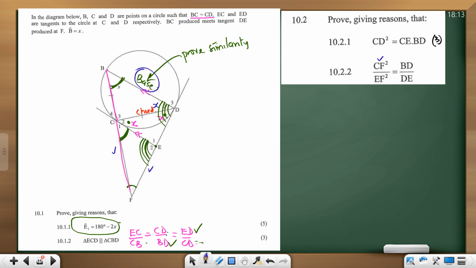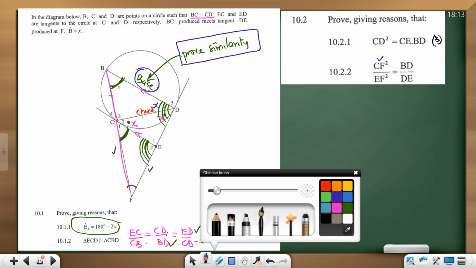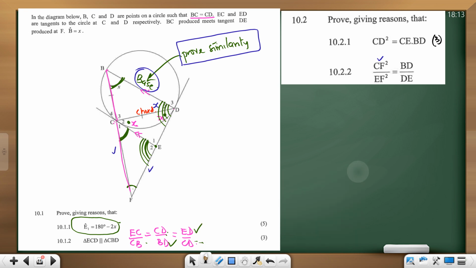BD is a base. When I have a base, I'm going to prove what? Similarity. Okay, so let's quickly prove that similarity. I'll start with angle F here. I'll also start with angle F here. Those two are equal, right? Angle C1 is equal to angle B1. Oh, we needed to prove that those lines are parallel. Oosh, so much work.